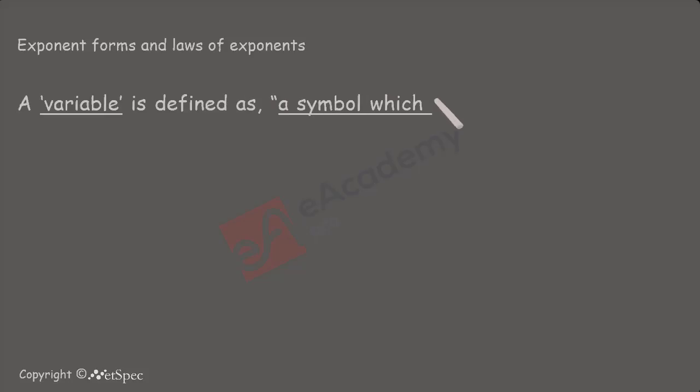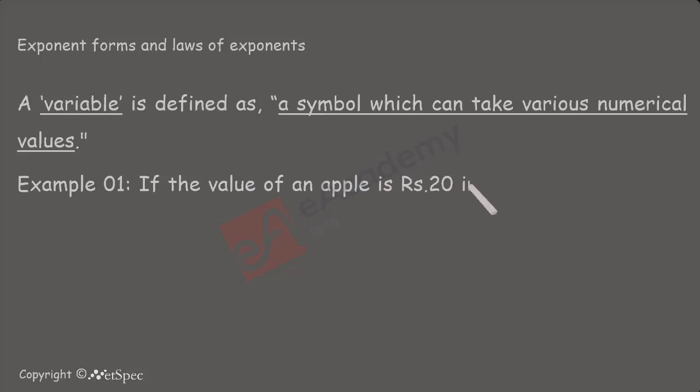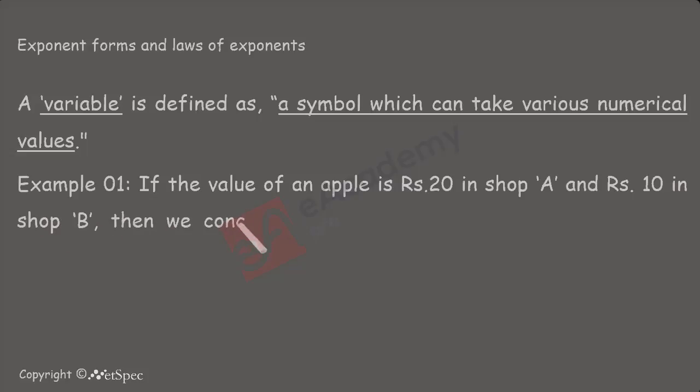A variable is nothing but a symbol which can take various numerical values. Here I would like to take one example. This is an apple. The cost of this apple is rupees X. If you go to any other place, the cost of this one apple may be 20 rupees, that is, X equals 20. But if you go to a place like Shimla, the cost is very less, maybe 10 rupees. Now, what we observed from this example is that the value of X varies from place to place.